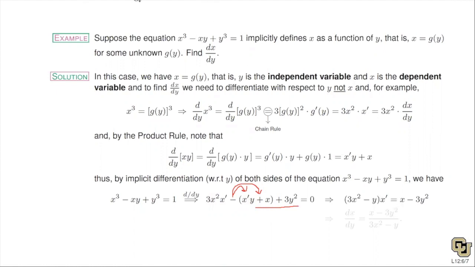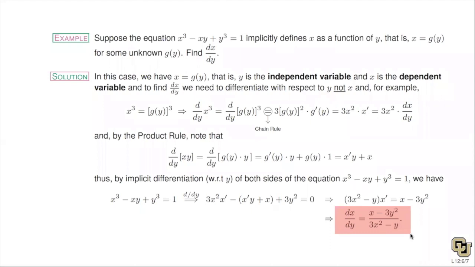In the notes I sent you, I had a typo. I had a minus sign here in front of the x, which is wrong. This becomes a minus when you distribute the minus, and then when we move it over, we lose that minus sign. So that's now corrected. 3x squared minus y times dx dy equals x minus 3y squared. And finally, I solve for x prime to get my final answer: x prime, or dx dy, equals x minus 3y squared over 3x squared minus y.